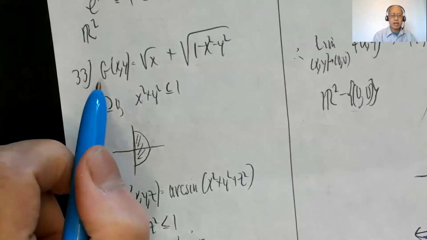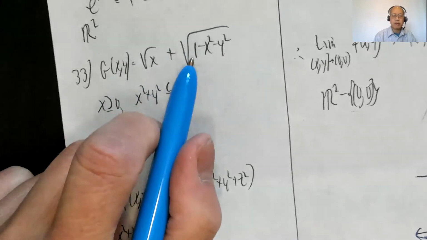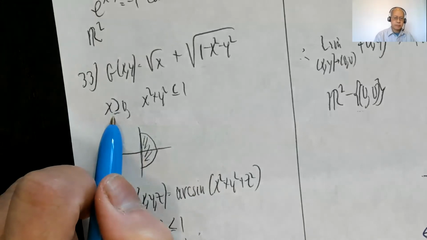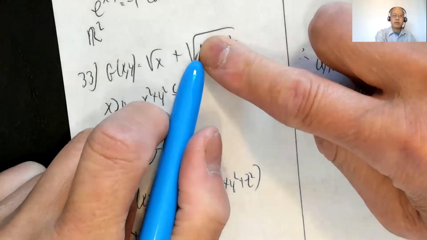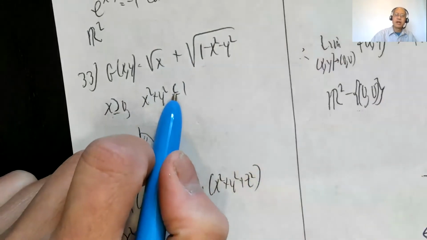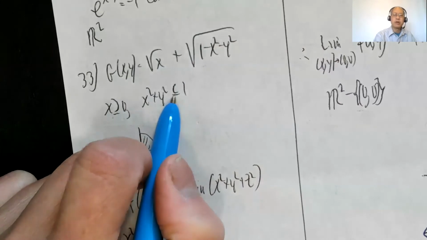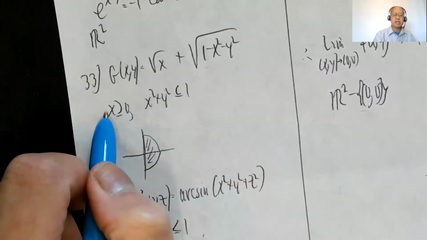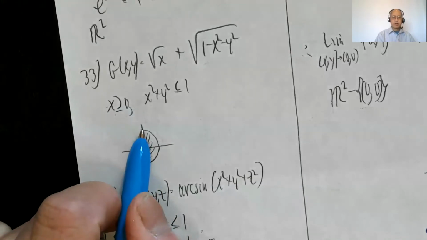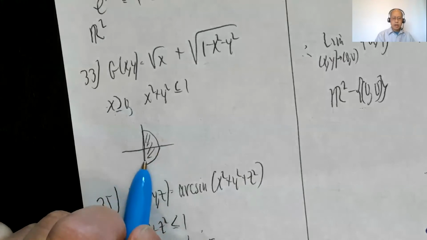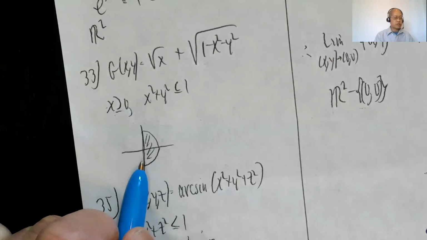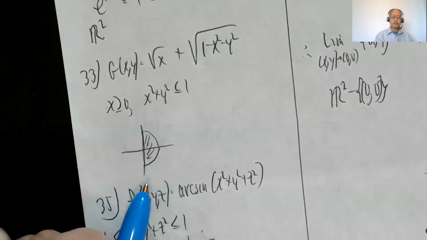Number 33: g of x, y is radical x plus radical 1 minus x squared minus y squared. Okay, so I know x is greater than or equal to 0. This thing has to be greater than or equal to 0. That means, with a little bit of algebra, x squared plus y squared is less than or equal to 1. That's inside the unit circle and including the unit circle, but x has to be greater than or equal to 0. So I only have this portion right over here, right? So it's everything on the unit circle and the y-axis and everything inside. Okay, so that's where the function is continuous, and that's basically where this function is defined also.